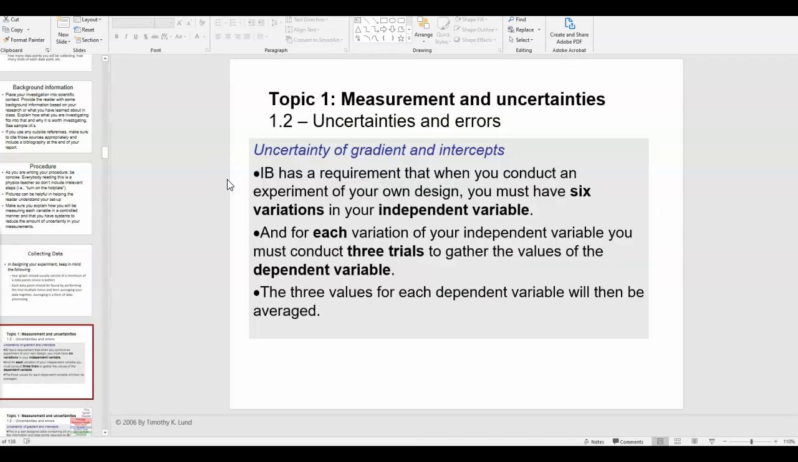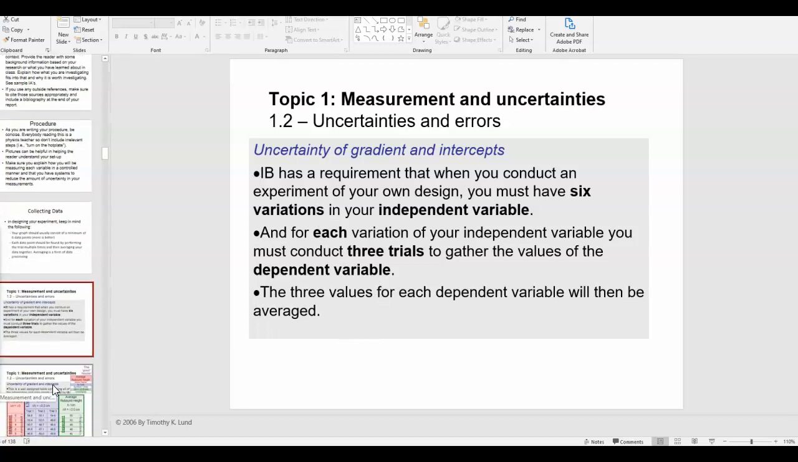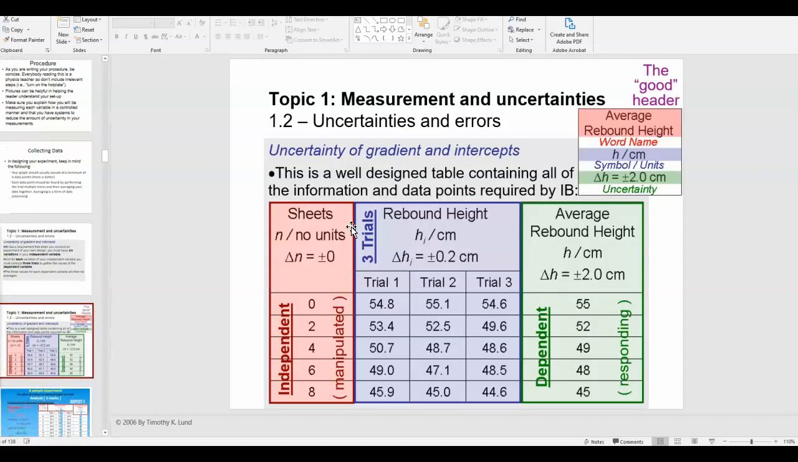Okay, let's see. I think that's basically everything I just said. And so if you look at the criteria presentation that's on Canvas, the example that they give is basically where they're doing an IA based off of seeing how the number of sheets of paper on the ground affects the rebound height of a bouncy ball. Okay, and so notice here we have a very nice data table that's been created.